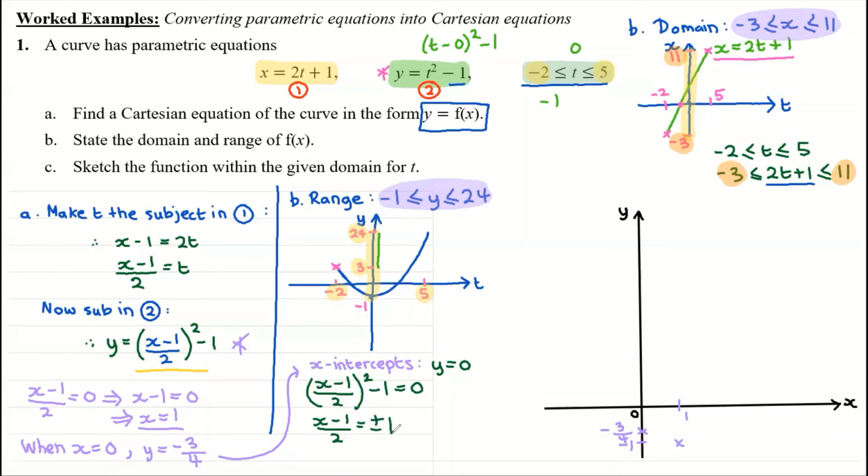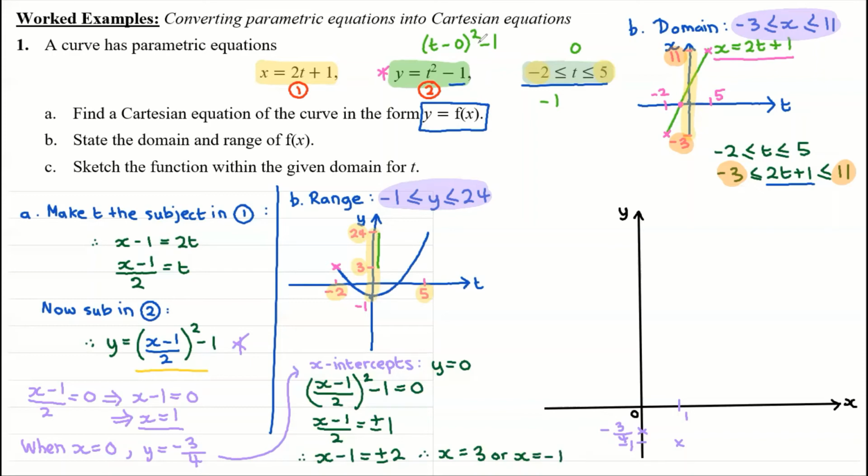Okay, so I've got my two answers. Therefore, x subtract 1 would equal plus or minus 2. And so therefore, x would either equal 2 plus 1, which would equal 3, or x would equal minus 2 plus 1, which is, of course, minus 1. So that gives us some more information.